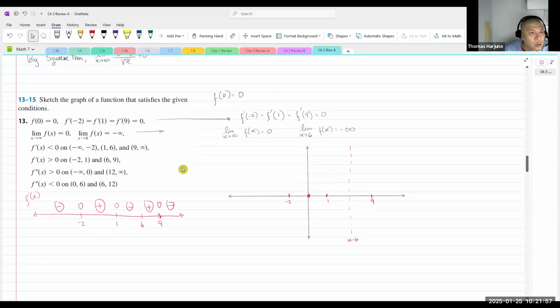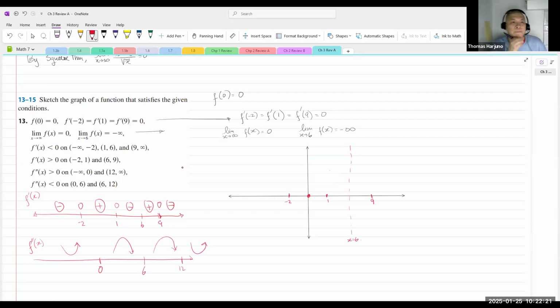From the concavity, f double prime of x: to 0, it's concave up. And then from 12, also concave up. From 0 to 6 is concave down. This is from 6 to 12, also concave down.